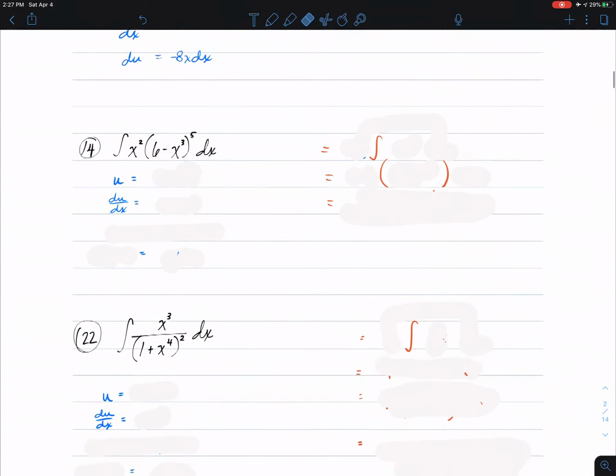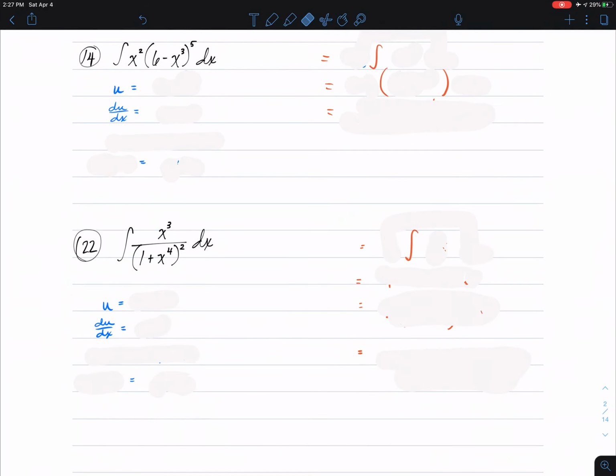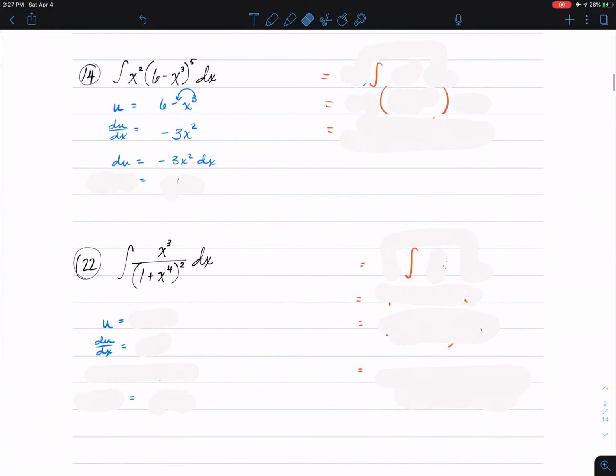All right, going on to number 14. The inside is going to be your u. That's going to be 6 minus x cubed. Take the derivative, so that's going to be negative 3x squared. Get your dx to the other side. All right, now let's start our substitution. I know that this piece is going to get replaced with a u, so I'm going to have a u to the 5th. The only thing that's left then is the x squared and the dx.